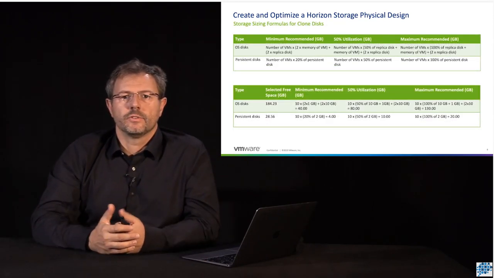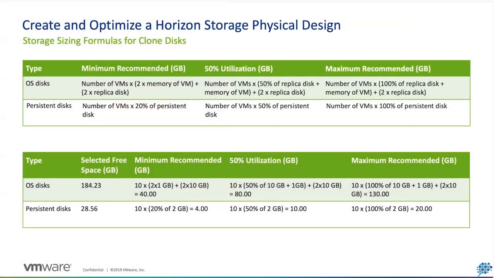On this slide here we have a formula, and if you look at the first line, it says we have a number of VMs multiplied by the percentage of the replica disk. This is when the delta disk is growing to a certain percentage of the replica disk, and then we add the memory of the VM plus 2 times the size of the replica disk. So let's say you have 10 VMs, like in this example, and 50% of a replica disk. Let's say our replica disk is in this case 10 gigabyte, so 50% of that would be 5 gigabyte.